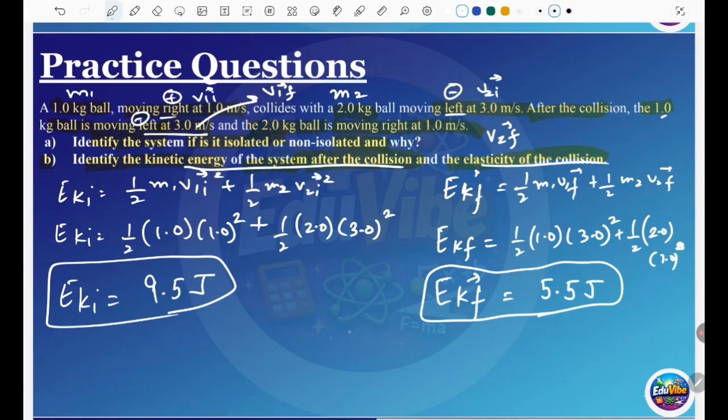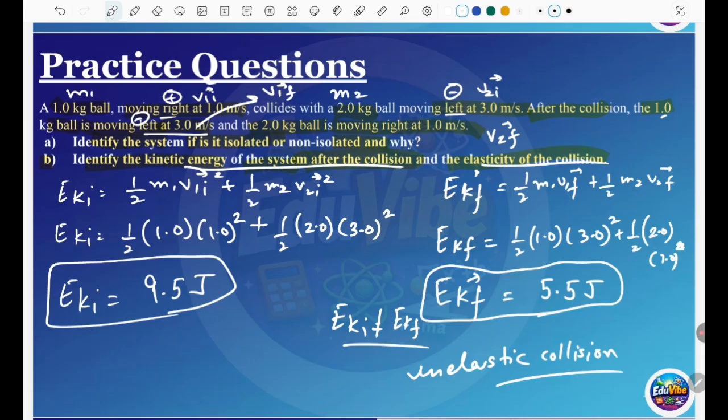And the elasticity for this: again EKi is not equal to EKf. So this means it is an inelastic collision. The system is inelastic. So that's how you can deal with the EKi and everything. We have covered both things in this question: isolated, non-isolated, and elastic, inelastic collision. So that type of question comes in your exams or sometimes in diploma.